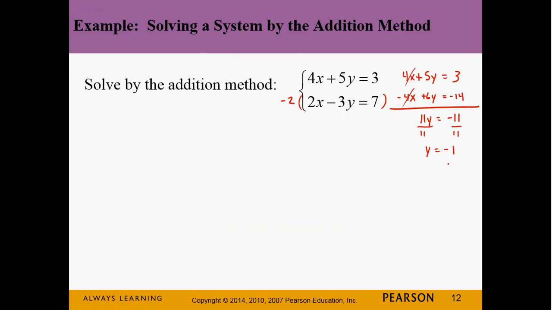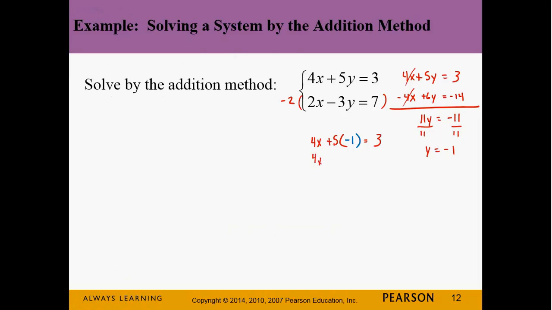Now, we don't have a nice, neat X equals something like we did in the substitution one. So we just pick one of the two equations and plug this Y in and solve for X. Okay? So which one do you want to do, top one or bottom one? Top. All right, so we do 4X plus 5 times negative 1 equals 3. Just doing that substitution of that Y.